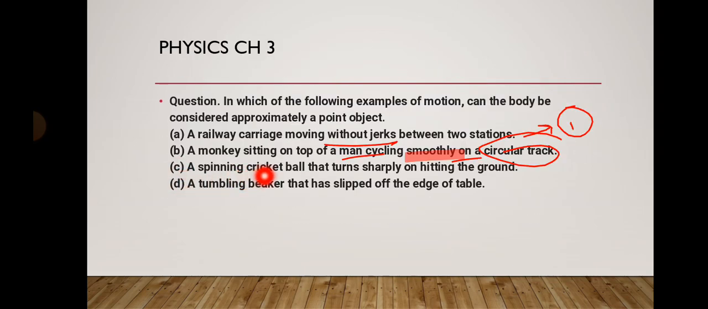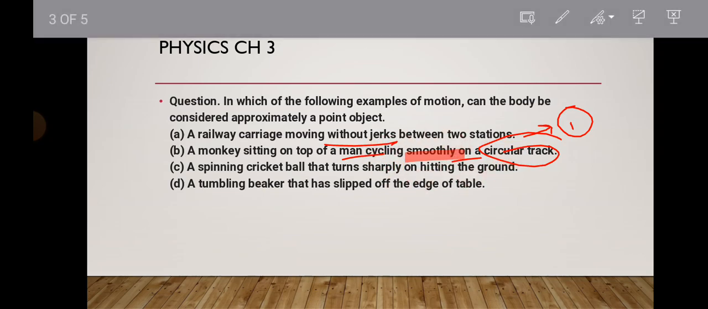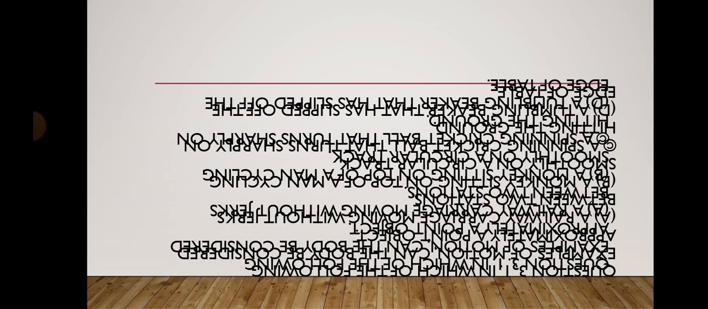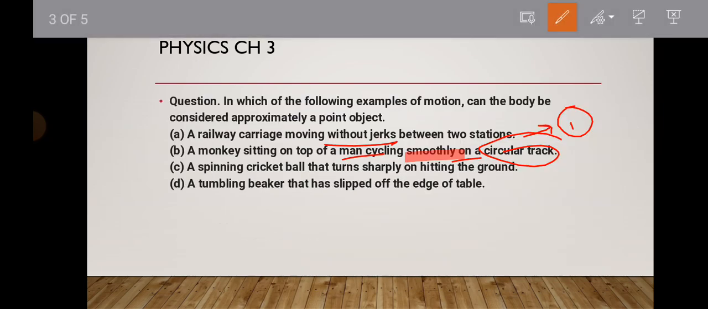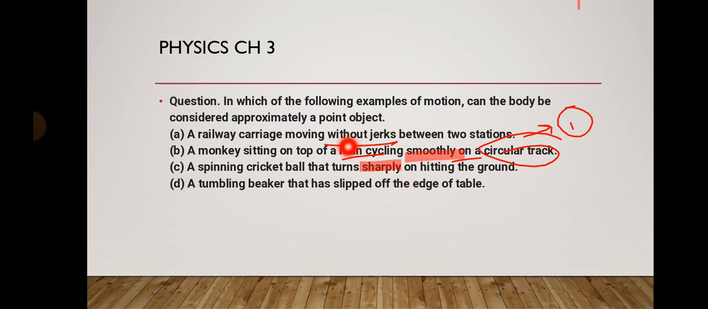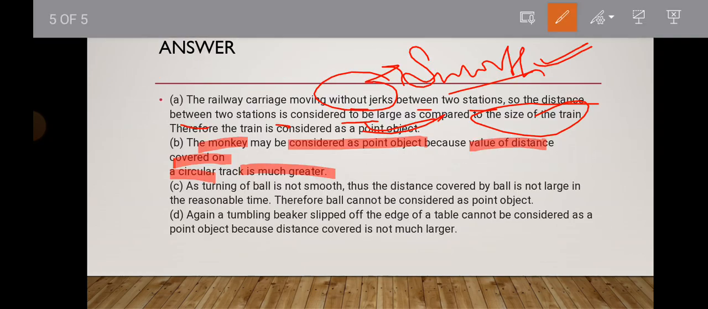Now part C says a spinning cricket ball turns sharply on hitting the ground. Sharply is the opposite of smoothly, hence the first condition is not satisfied here. So it cannot be considered a point object, because the turning of the ball is not smooth, and thus the distance covered by the ball is not large in reasonable time.